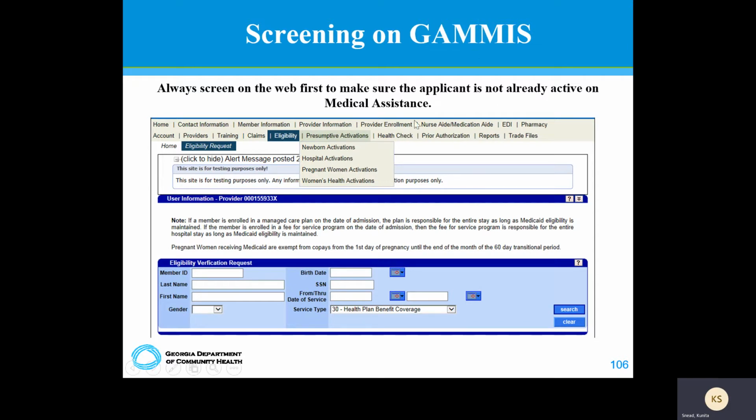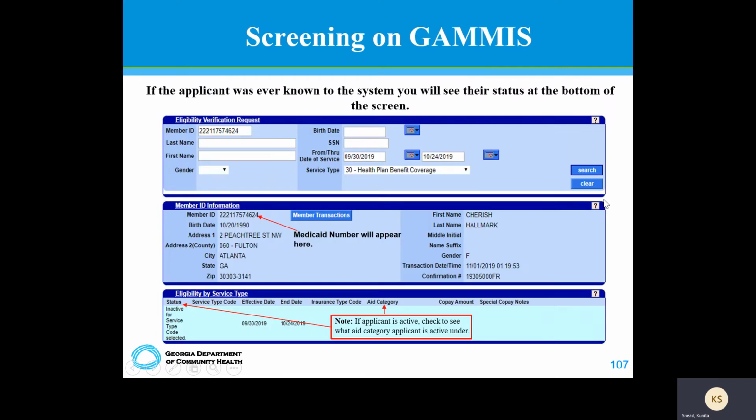So once you have logged into it, you're going to go to eligibility, and this is how we're going to screen the individual. So you're going to either have their ID number already if they have it, or you can screen by their name and date of birth, or you can screen by their social security number. Once you put in the information that you have, you make sure that you put in a from and through date of service, and you're going to click search.